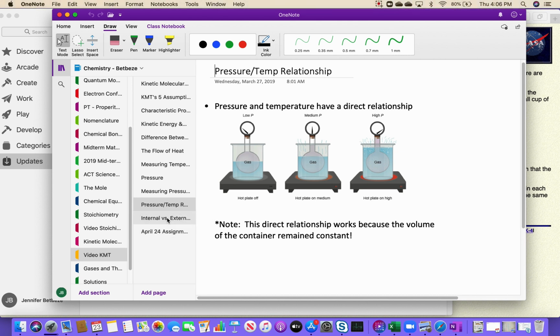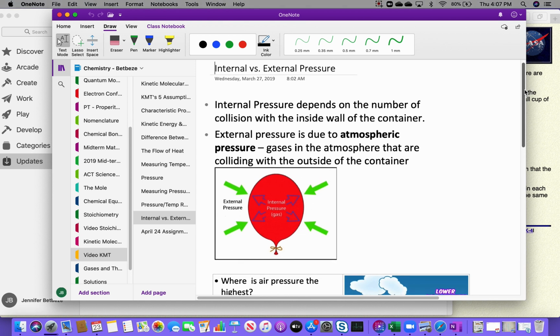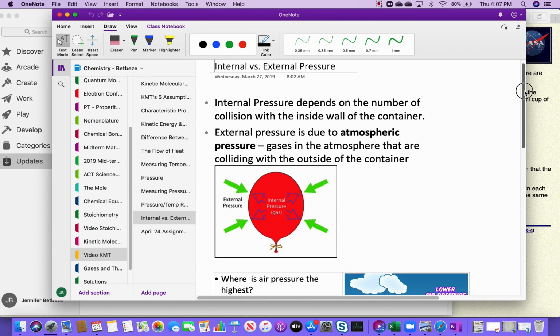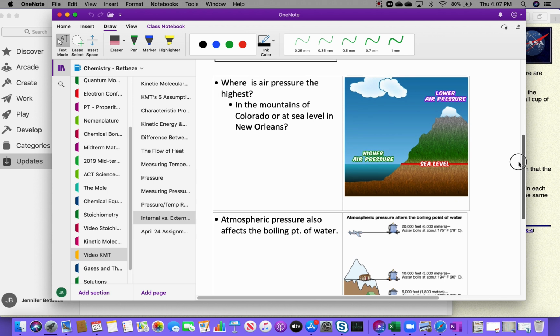And why is it that the can pops? Because the can could no longer take the internal pressure that was inside, and so the can eventually pops. So, speaking of internal versus external pressure, internal pressure depends on the number of collisions with the inside wall of the container. So let's go back to that Coke can that was left in the trunk on a hot summer day. There's going to be a lot of collisions with the walls of that can. Now, external pressure is due to atmospheric pressure, the gases in the atmosphere that are colliding with the outside of the container.